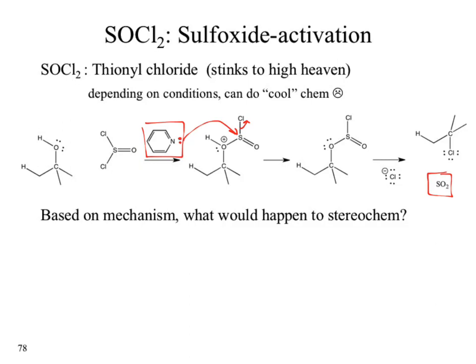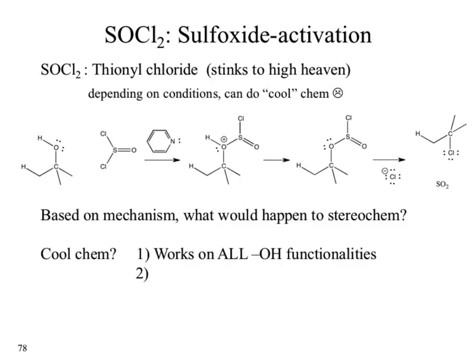If the leaving group is very large, can the chloride come in and immediately attack? No. Which means the chloride is then forced to attack from the backside, and I get the inversion of the stereochemistry. So depending on our conditions, we get an inversion of stereochemistry or not. Some of the cool chemistry.